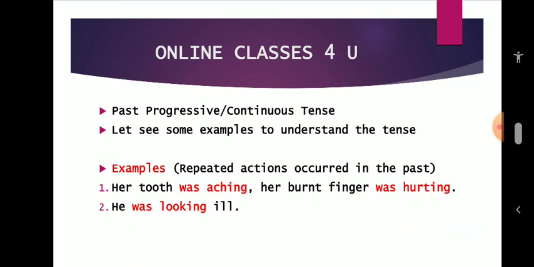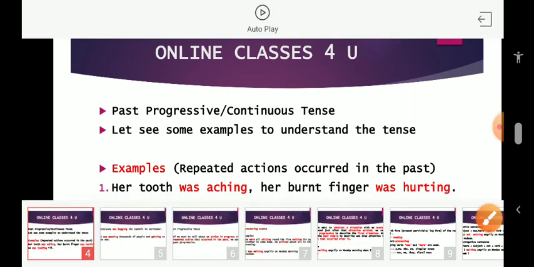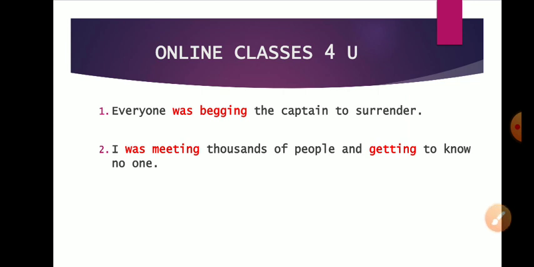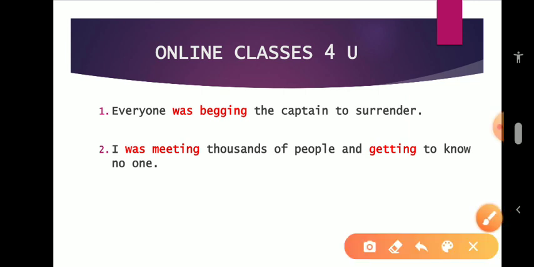Now we go to the next example. Now we can see here: everyone was begging the captain to surrender. I was meeting thousands of people and getting to know no one. Again, ing form, was and an ing form. Go to the next.